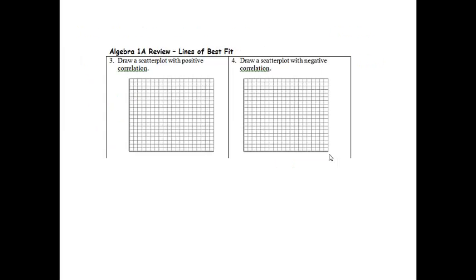Okay, next one, number 3, draw a scatter plot with positive correlation. Positive correlation means my scatter plot is going to go up in a positive direction and be linear at the same time. So you'll notice I'm just making something that looks like that. That definitely would have a positive correlation. And then a scatter plot with negative correlation would be headed in a negative direction. So it would be something that looks like that.